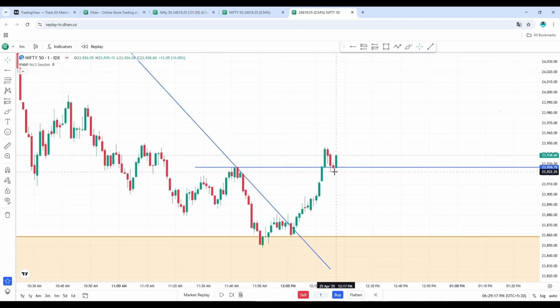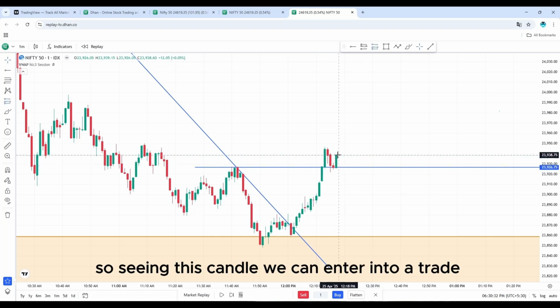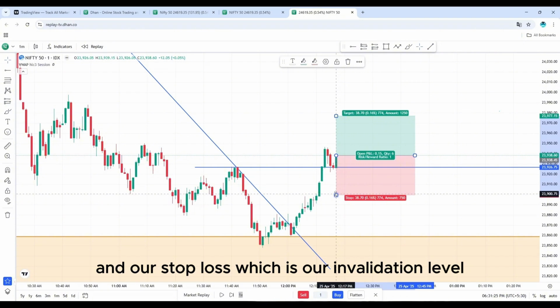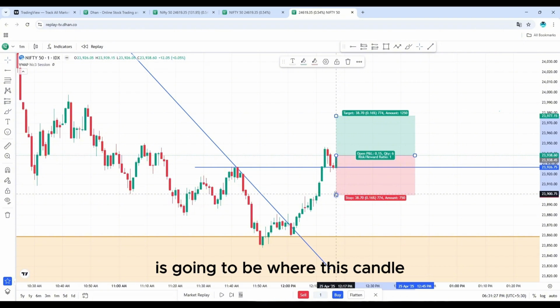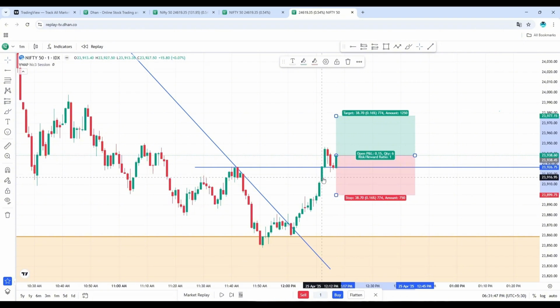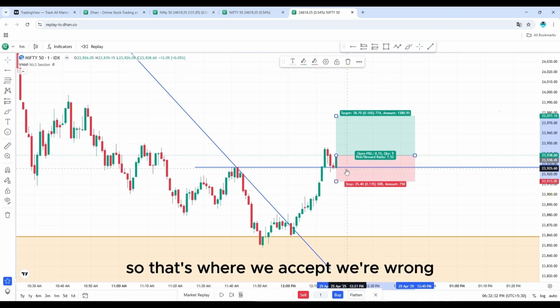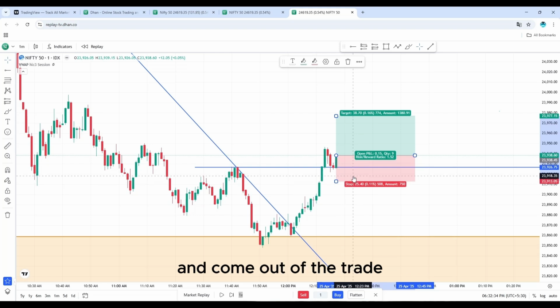Here we see the buyers stepping in, putting in a strong bullish candle. So seeing this candle, we can enter into a trade, and our stop loss, which is our invalidation level, is going to be where this candle broke the higher low. So here is our stop loss. That's our invalidation level. That's where we accept we are wrong and come out of the trade.